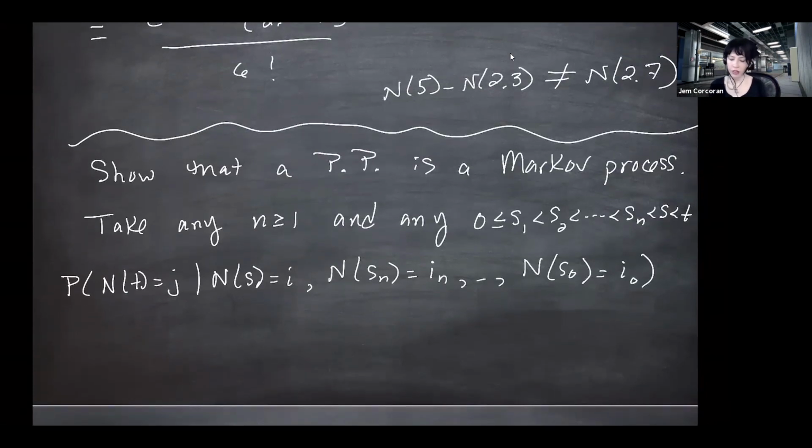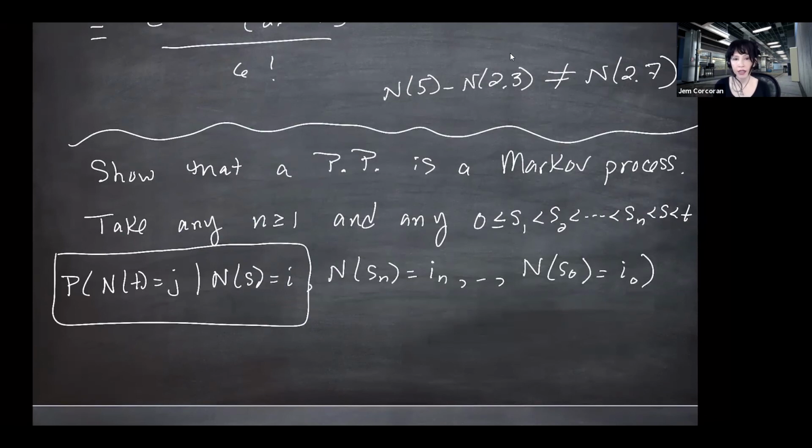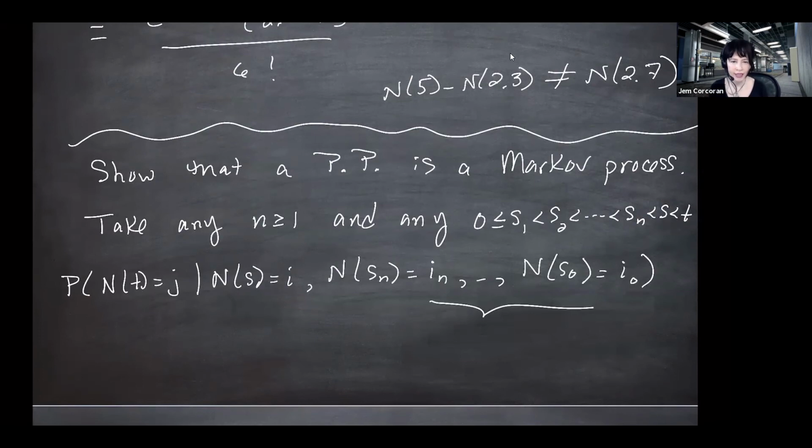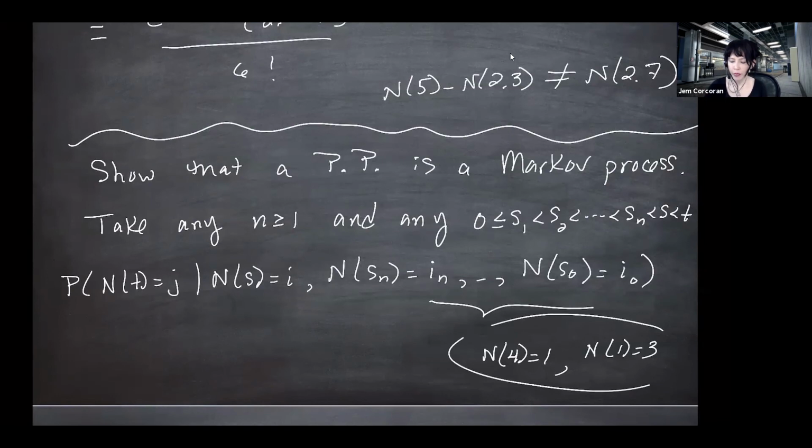I'm a little rushed, so I'm not going to write this down, but we need to show that this is equal to this probability wherever these conditional probabilities are defined. So if I picked these I1 through In incorrectly, so this didn't make sense, like if I said that at time 1 I had 3 arrivals, and then at time 4 I had only 1 arrival, that happens with probability 0.